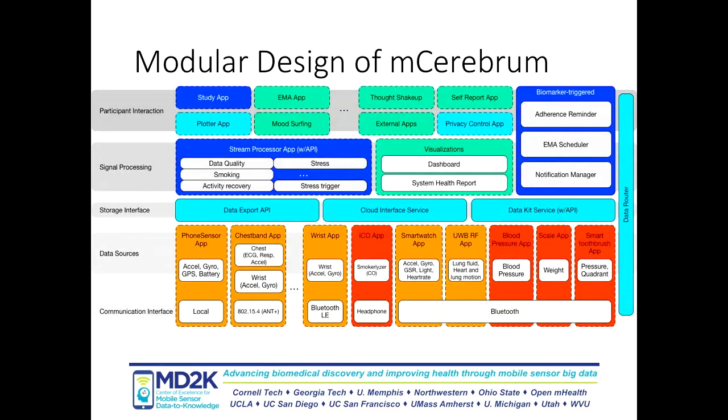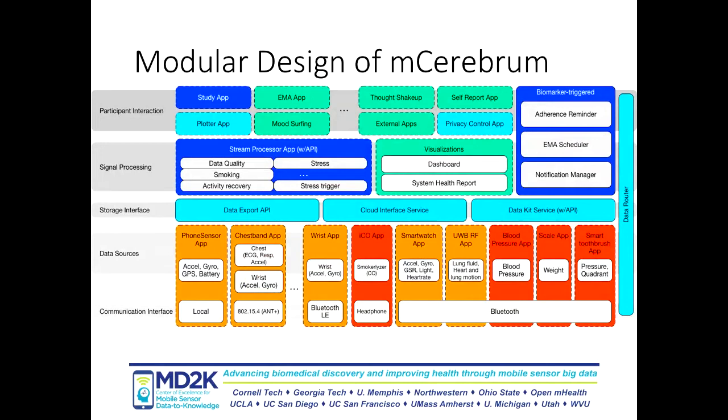Every application in the system communicates through a common data router via DataKit, which also handles the storage interface and cloud communication. This information is shared through a signal processing layer where applications generally compute biomarkers or do visualizations like the plotter you saw.